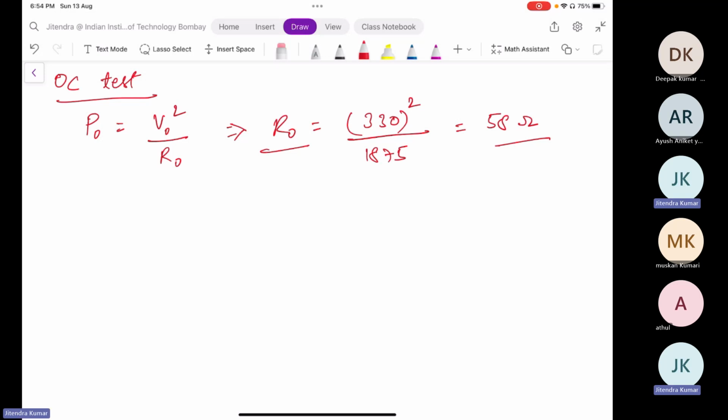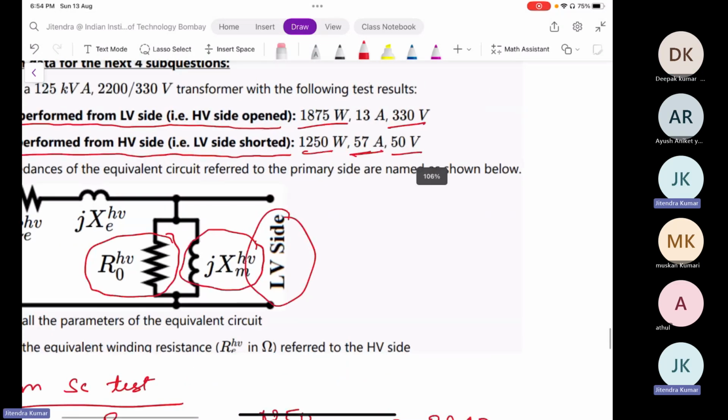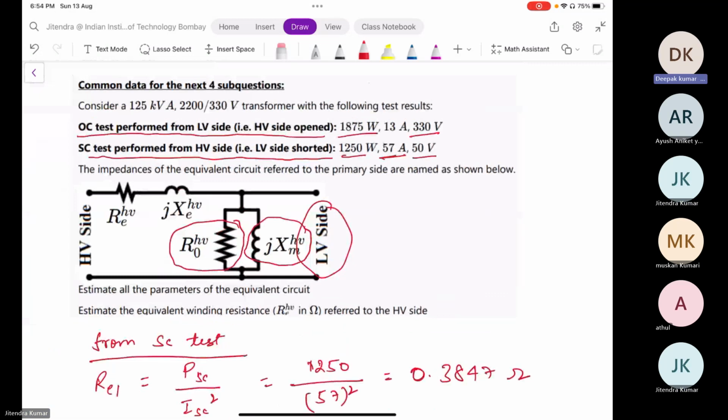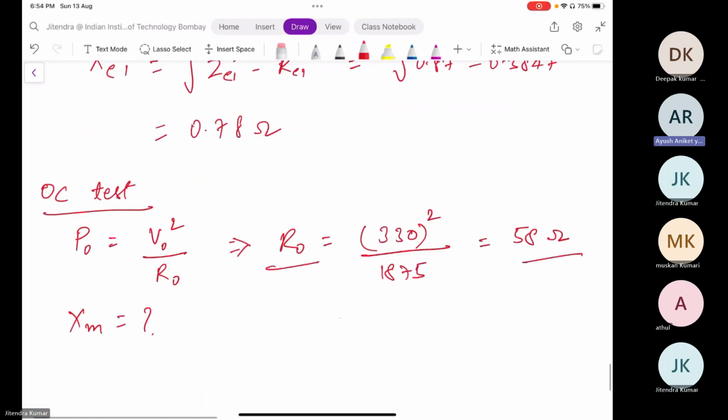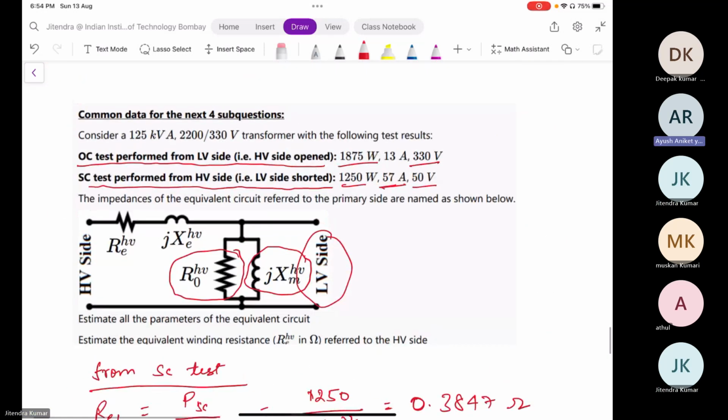Now magnetizing impedance. How to compute magnetizing impedance? Sir, firstly we will calculate magnetizing current IM. Yeah, I have a thought, sir. To calculate R naught, the core loss resistance. Go ahead.